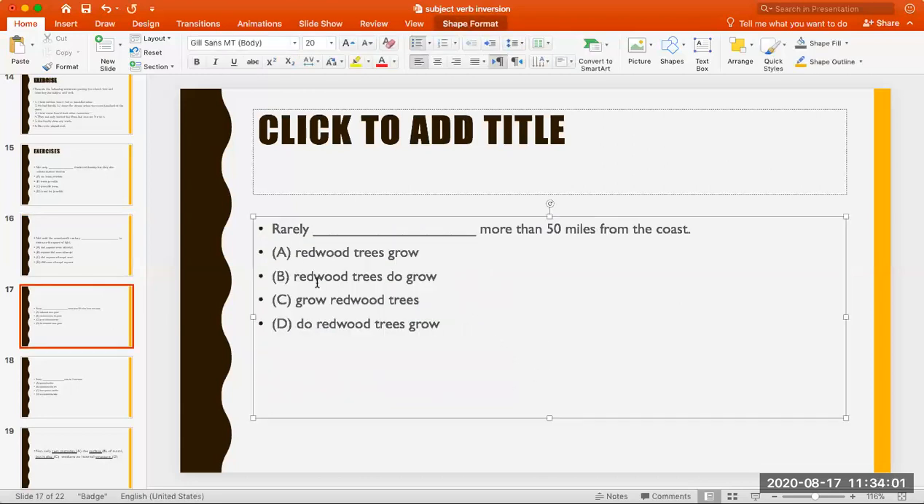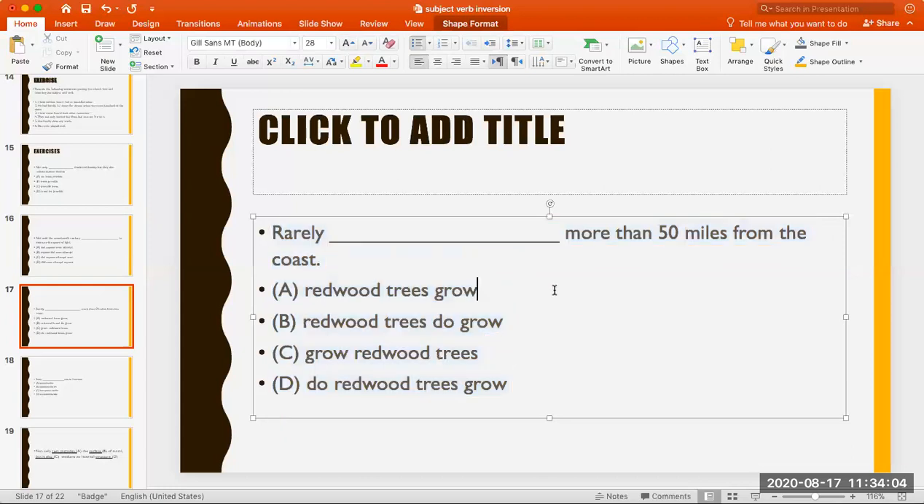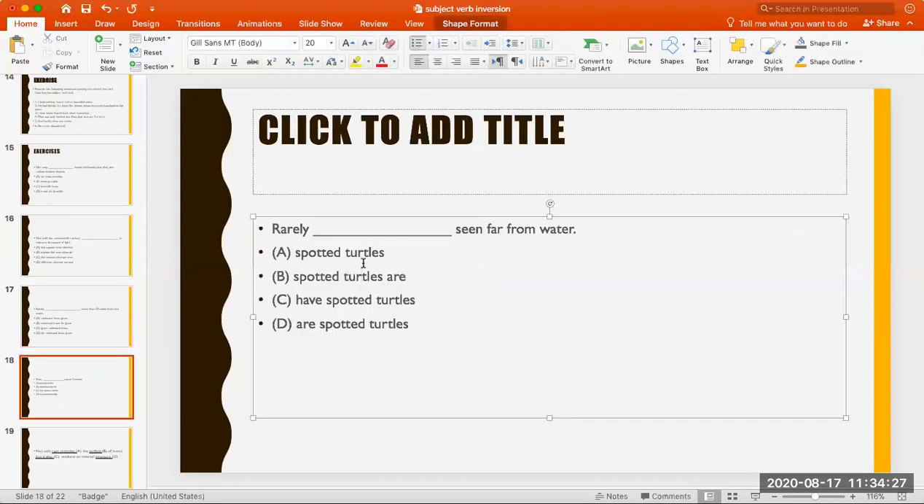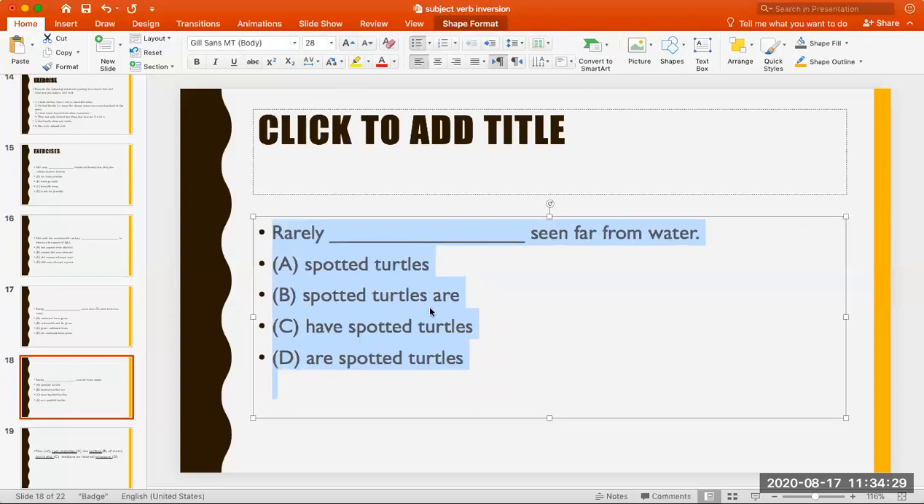Rarely, I love this. Rarely more than 50 miles from the coast. Rarely, we need a verb and then a subject. But look, we have the verb grow. So this is the main verb. What do we use to make a question? If it says trees grow, how do you ask a question? It's going to be the same. Another rarely. So rarely, have or are.